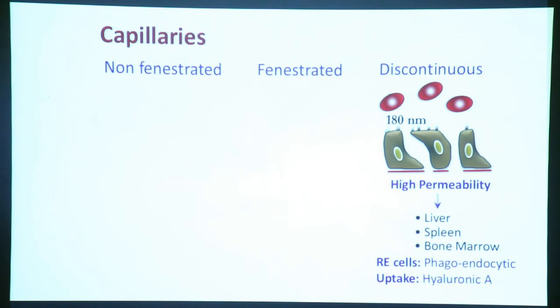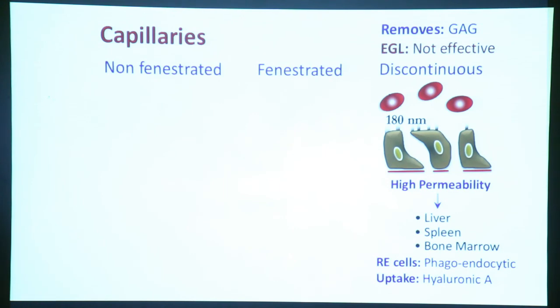The glycocalyx here, if I've shown you, is not present to that extent. Most of it is destroyed. The destruction happens because it uptakes hyaluronic acid, and this removes the side chains from the glycocalyx. So it is not effective at all in the discontinuous capillaries in liver, spleen, and bone marrow.